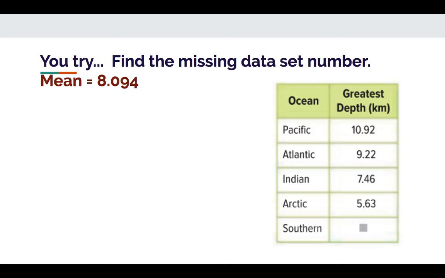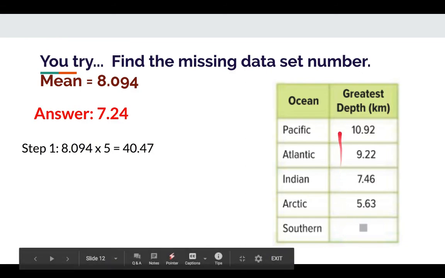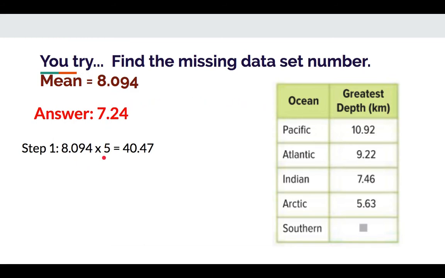And this is that hard type of question, where they give you the mean average, and you have to find the missing number. The answer is 7.24, and the way you solve it again is you take the mean average and you times it by the number in the data set. In this case, there's 5 numbers. One of them's missing, but there are 5 numbers in the data set, so I took the mean times 5.